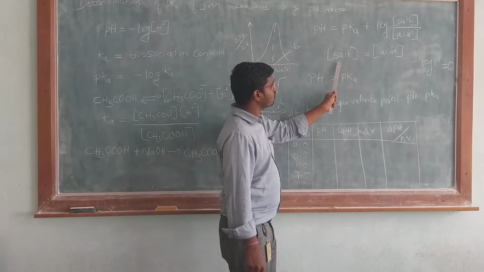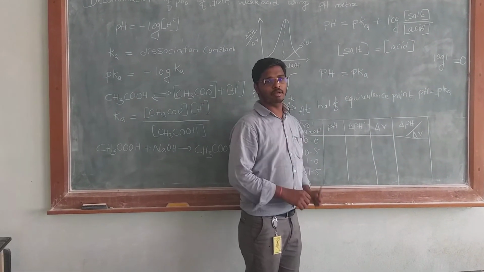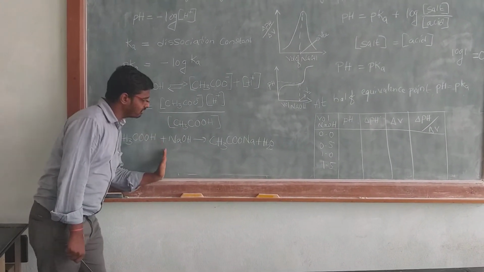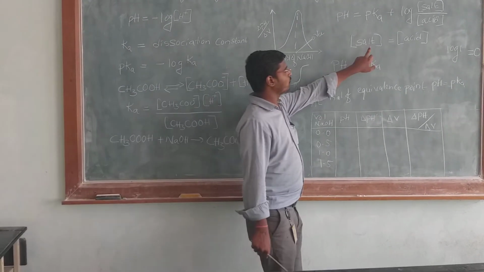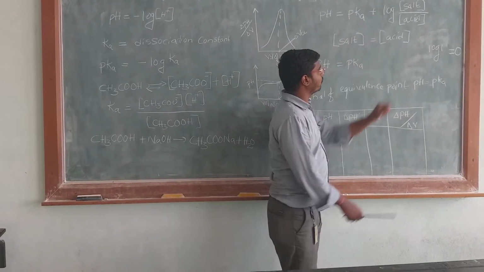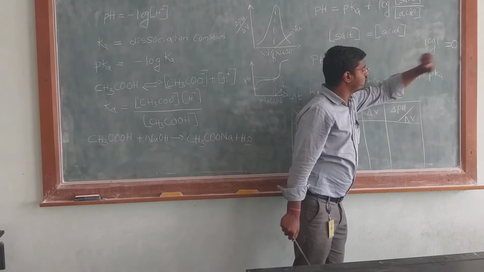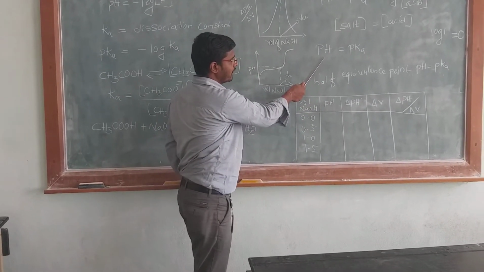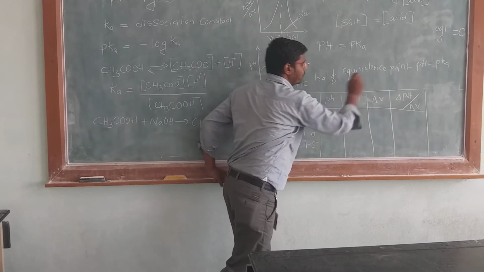When the molar concentration of salt is exactly equal to the molar concentration of acid, that is the half equivalent point. At the half equivalent point, the molar concentration of reactant is exactly equal to the molar concentration of the product. Therefore, this ratio will become 1. Therefore, log 1 value is 0. When we substitute log 1 equal to 0, we get pH equal to pKa. At the half equivalent point, pH is equal to pKa.